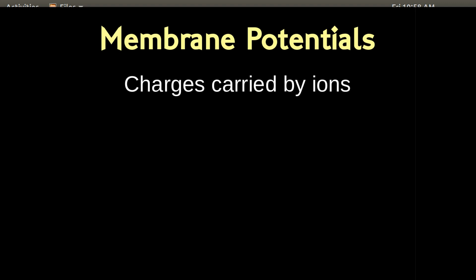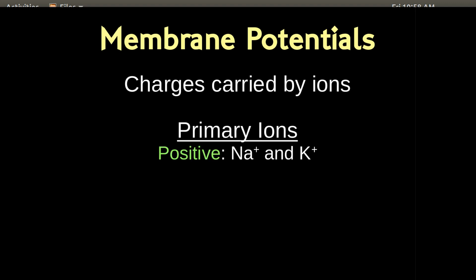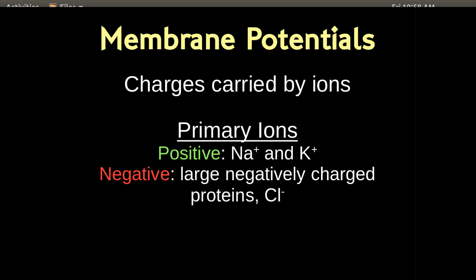Things like sodium and potassium. The primary positive ions involved in this are sodium and potassium. That's primarily what we have carrying positive charges. On the other hand, the negative charges tend to be carried by either large negatively charged proteins, and those tend to be on the intracellular side, or also chlorine anions.